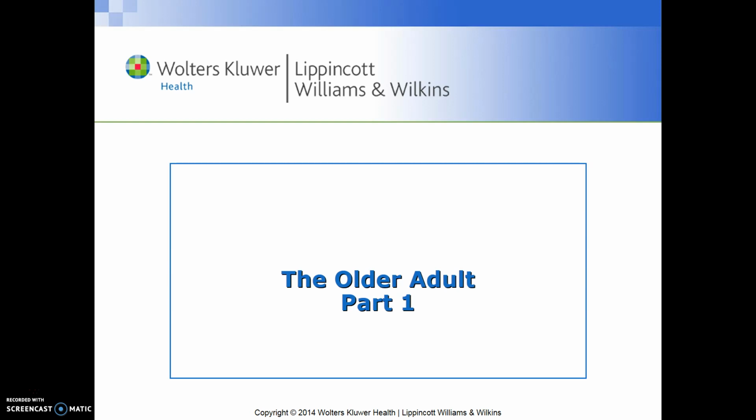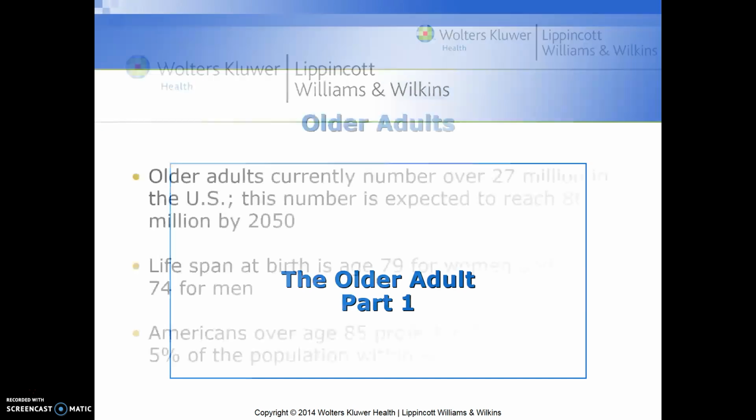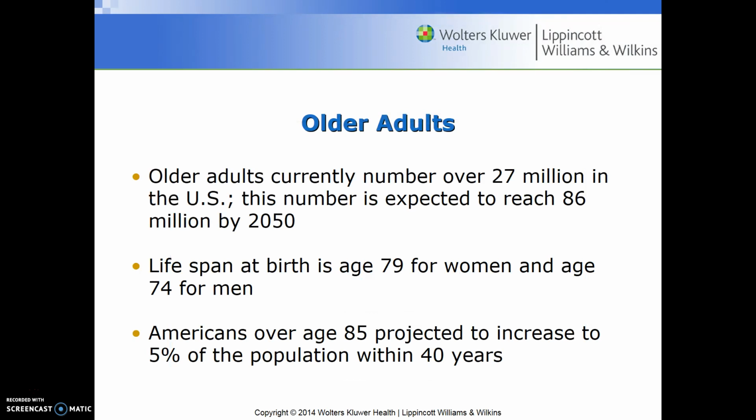This is one of the few times that I review anatomy and physiology with you because they're unique to the elderly population. So the first thing I need to do is correct this slide's information and let you know that the current number is over 43 million in the United States of older adults, and it's expected to reach 80 million by 2040, which would be over 20% of the population in the United States.